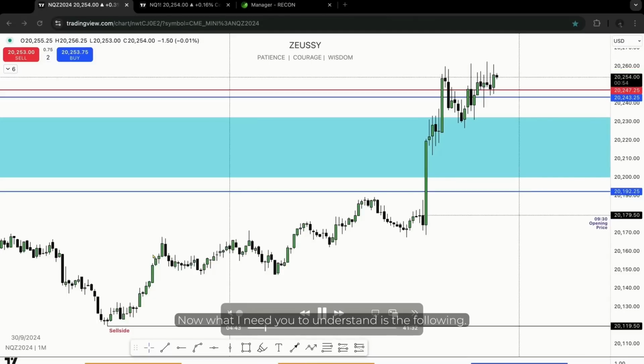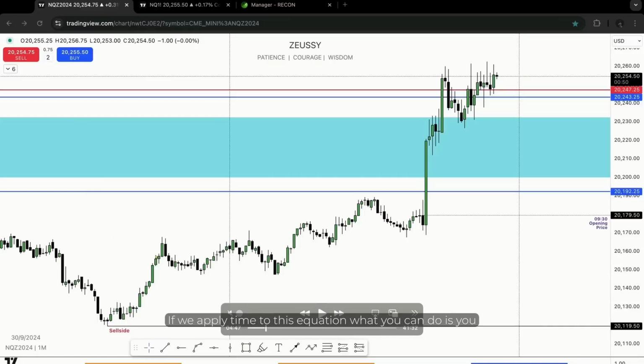Now, what I need you to understand is the following. When looking at this delivery through the lens of time cycles, what I want you to see is that between 7 to 8:30, we initially dropped lower and we formed these relative weak lows here. The market then began to expand towards the upside, but notice how much back and forth there was. This right here to me is a lot of engineered sell-side liquidity.